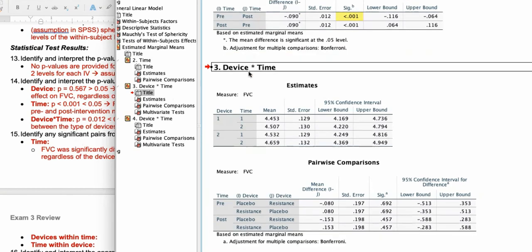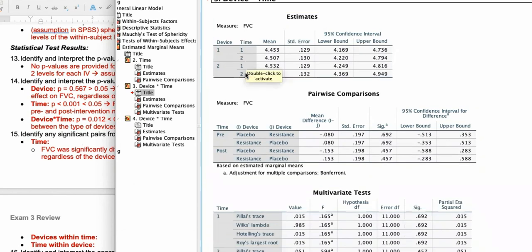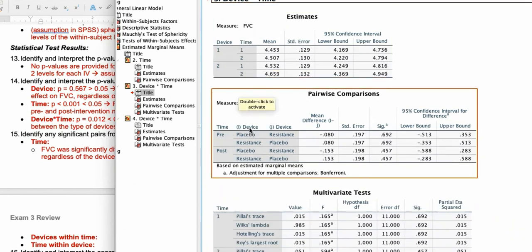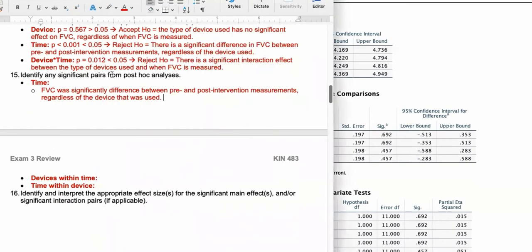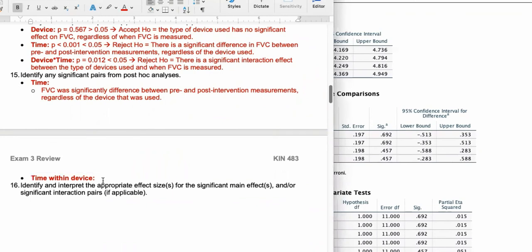All right. If we look at our first set of pairwise comparisons that look at the differences between our devices within each pre and post time point, our p-values reflect that there are no significant pairs. Because I was only asking to identify significant pairs, I'm actually going to take that bullet point out because I don't need it now.